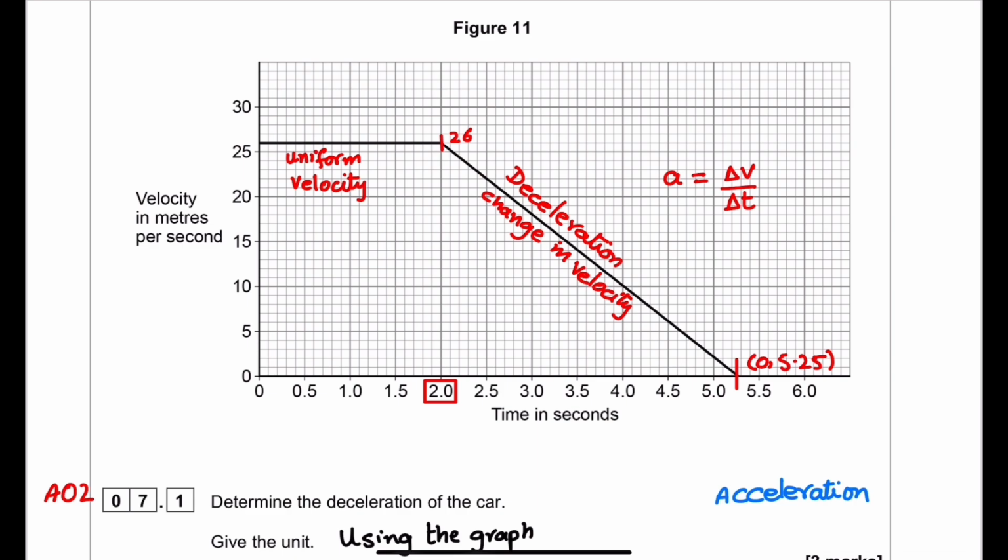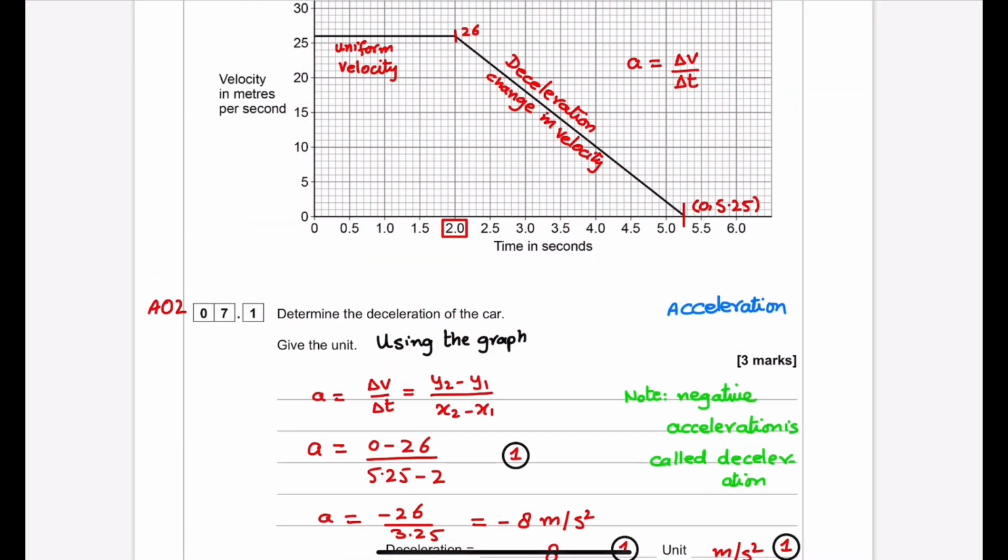Let's see the model answer. By using the graph, we know that the change in velocity with respect to time is called acceleration. The velocity of the car at 2 seconds is 26, whereas the velocity of the car after 5.25 seconds is 0 meters per second.